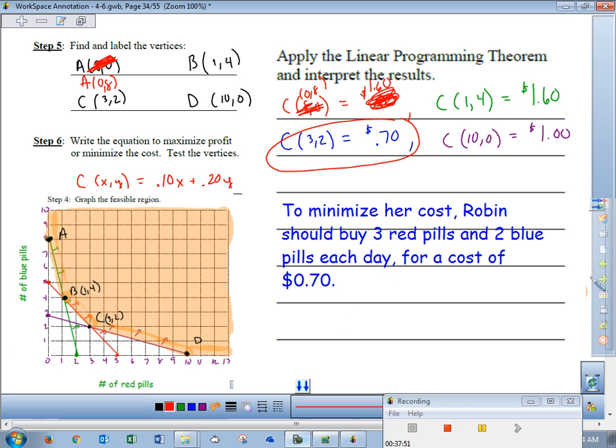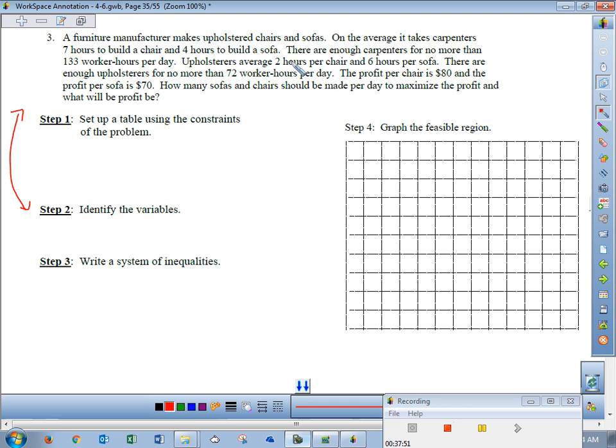Alright, that's 2 of them. Let's try another. So let's read this for a general overview. Furniture manufacturer makes upholstered chairs and sofas.